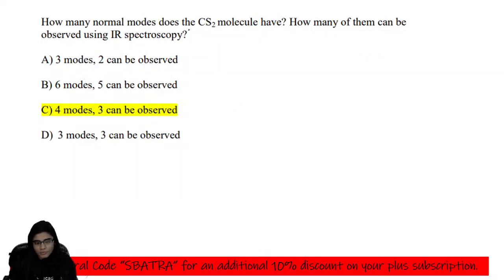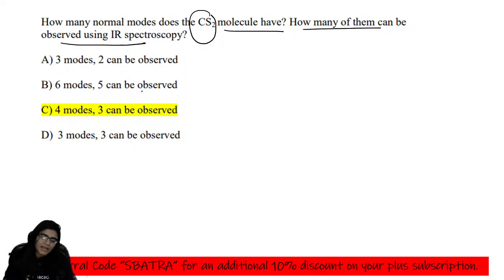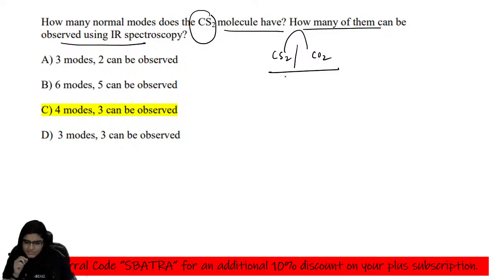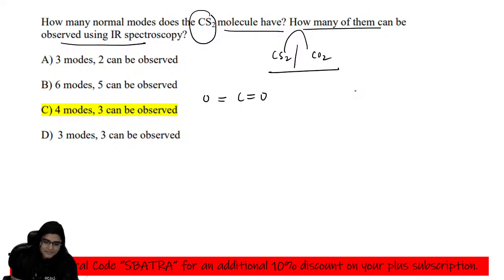How many normal modes does the CS2 molecule have? How many of them can be observed using IR or infrared spectroscopy? Now CS2 is similar to your CO2. If you're confused about CS2, then I think you must have complete information for CO2. So just imagine this molecule as CO2, because the structure is the same, just in place of oxygen you have sulfurs over here.